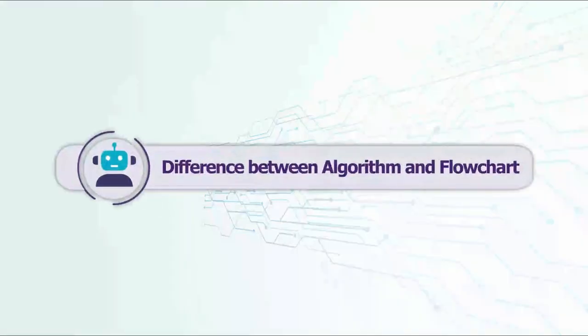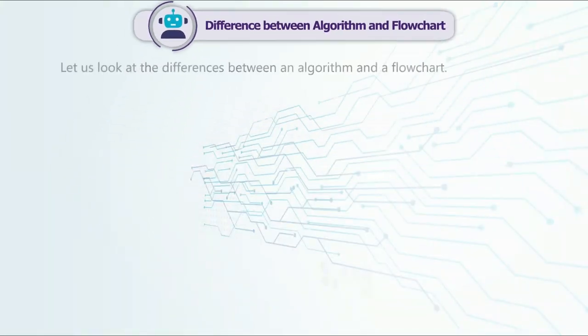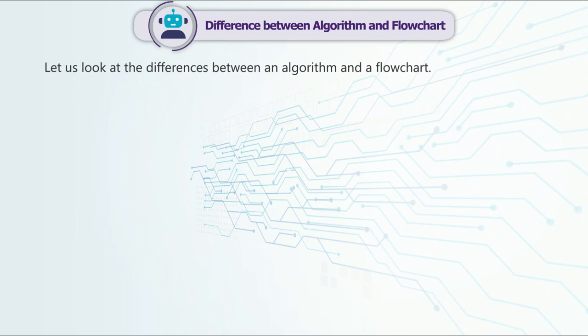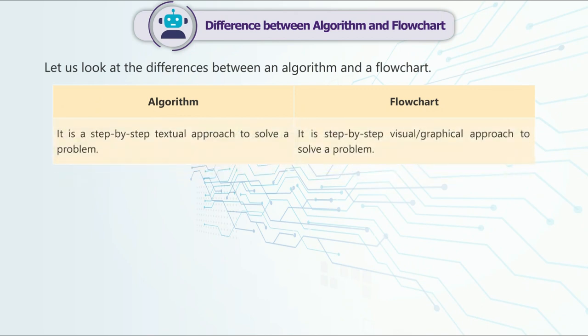Difference between algorithm and flowchart. Let us look at the differences between an algorithm and a flowchart. Algorithm, flowchart. It is a step-by-step textual approach to solve a problem. It is a step-by-step visual or graphical approach to solve a problem.